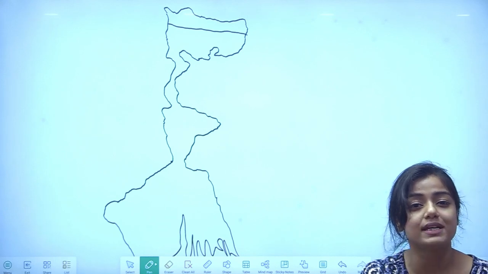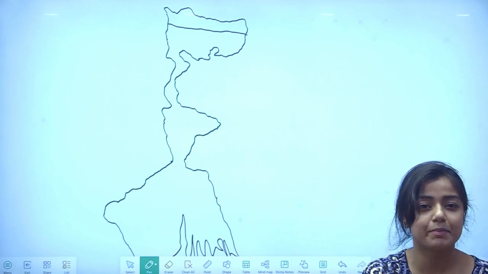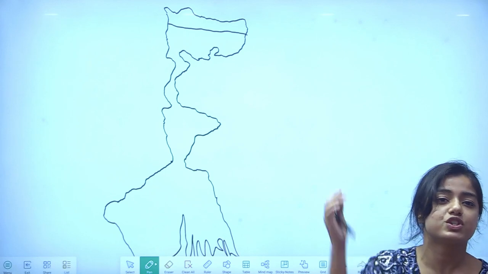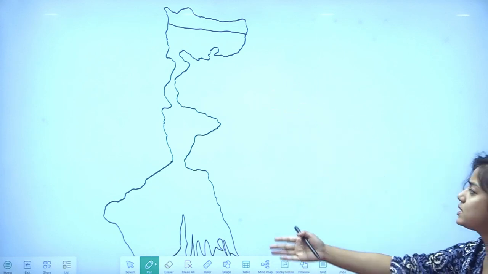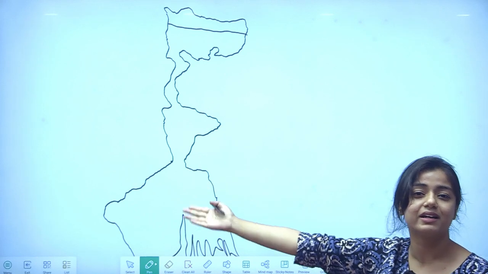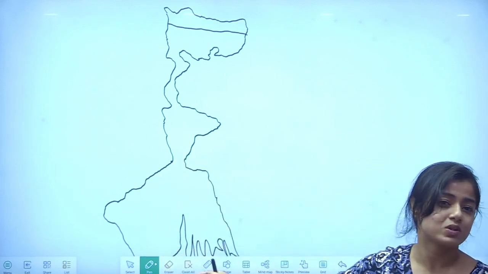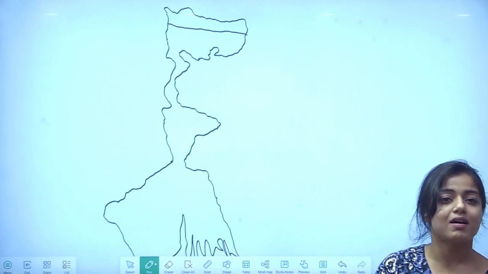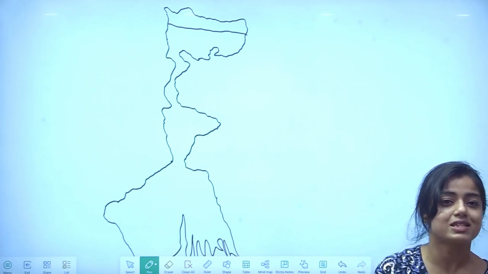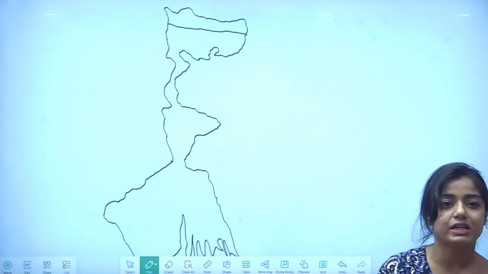It is the only state that resembles India in its physiographic division. You will find mountains here, you will find plateaus here, you will find plains here, you will find Ganga here, Ganga Delta region, as well as you will find the Sundarban and the coastal fringe here. So it is a very diverse state in terms of physical relief.